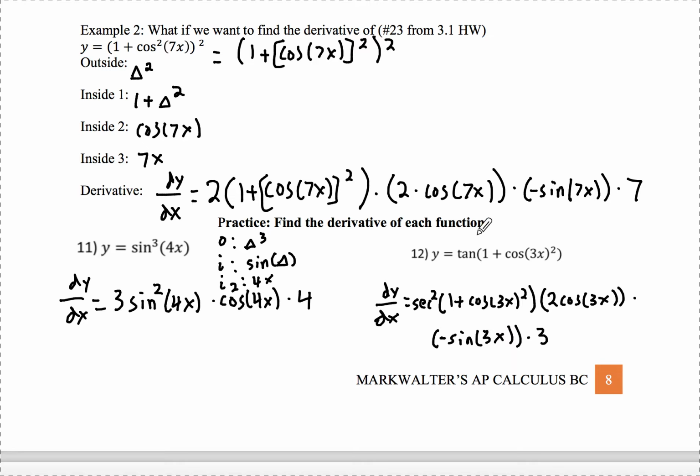It was 1, 2, 3, 4 levels here in this chain. Keep in mind, we're only going to do one derivative at a time. We did the derivative of secant, then we did the derivative of 1 plus blah squared, then we did the derivative of the cosine, and then we did the derivative of the 3x.